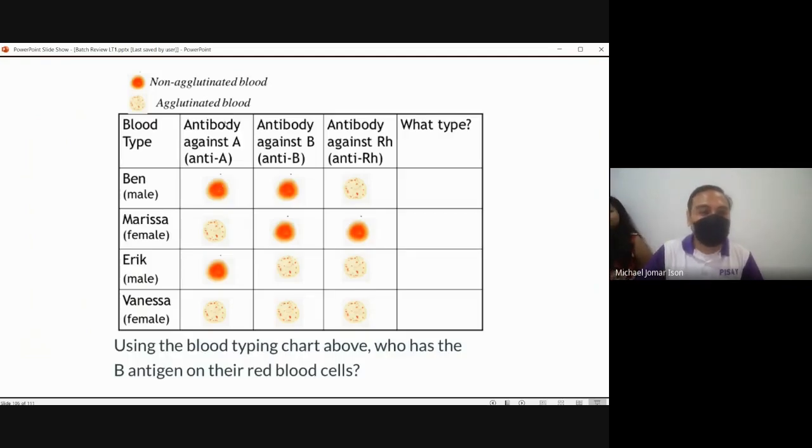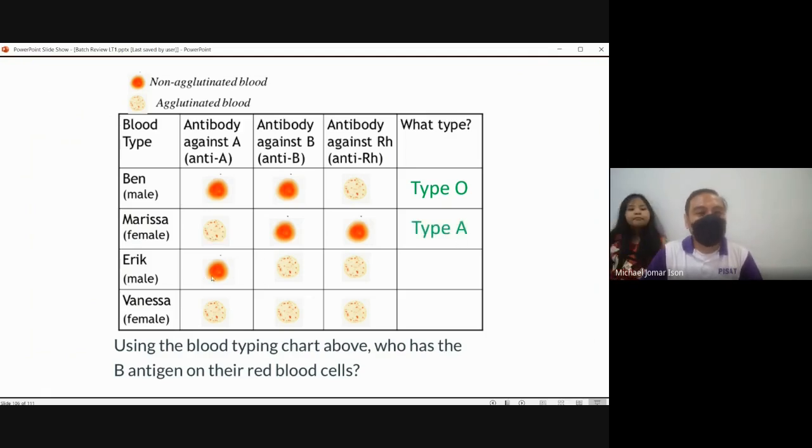So look at this one. With anti-A, there is no reaction. With anti-B, there is no reaction. So what kind of blood type is this? Since there is no reaction with anti-A and no reaction with anti-B, this means that there is no A at all and there's no B at all. So it is a type O, no antigen at all. If you have an anti-A and there's a reaction, this means that A antigen is present. Anti-B doesn't have any reaction, which means B antigen is absent. So the answer here is type A.